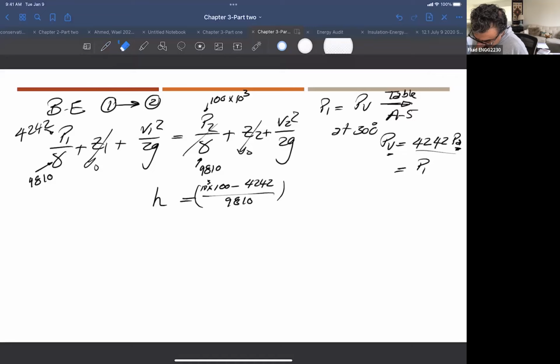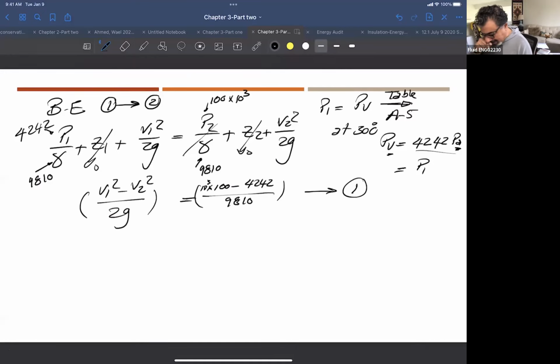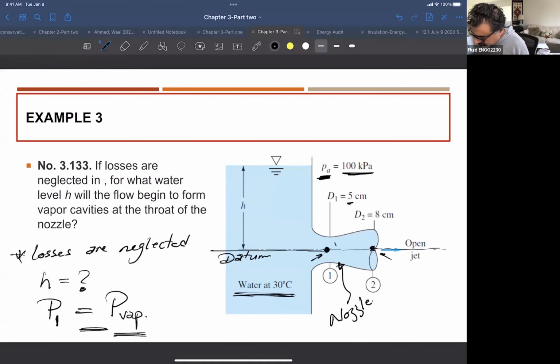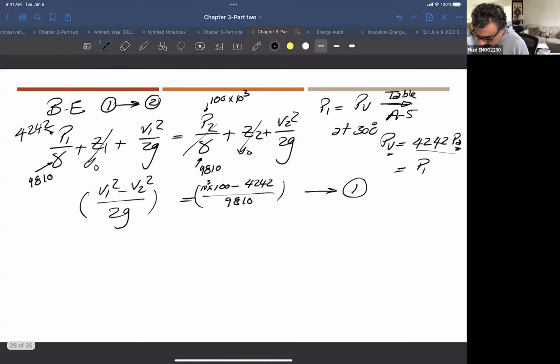Sorry, this is between 1 and 2. So I have V1 squared minus V2 squared over 2g. Okay, so this is equation 1. It looks like I don't have an idea about V1 and V2, but I know the relation between V1 and V2. What else can I do? It looks like 1 and 2 is not really helping that much, because I know V1 as a function of V2.